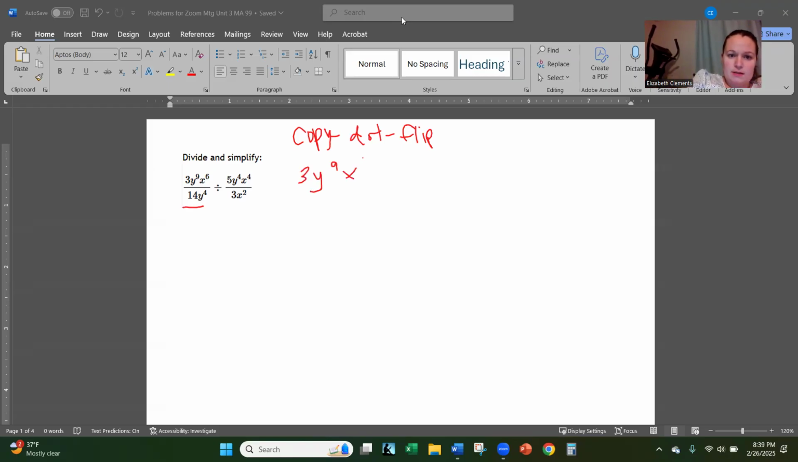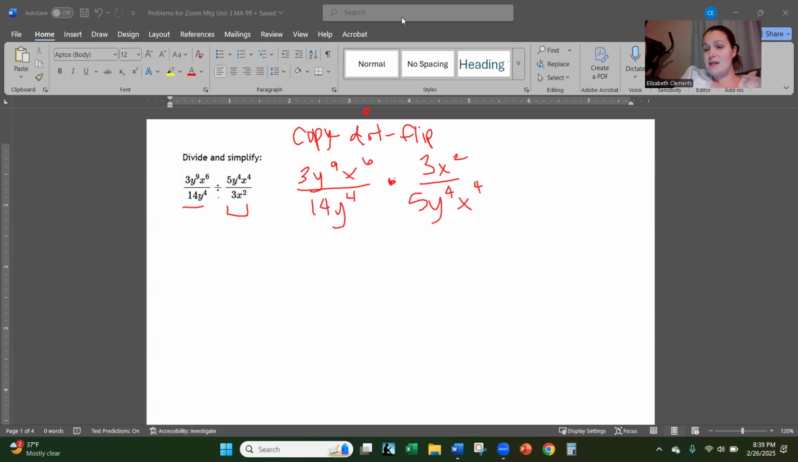3y to the 9th, x to the 6th, all over 14y to the 4th. Dot means multiplication, so change this to multiplication, and we're going to flip this second part. So it's going to become 3x squared over 5y to the 4th, x to the 4th. So now we're going to simplify. Some people try to jump to multiplication, and that does make it more complicated later because your numbers are bigger, everything's bigger. Whereas if you simplify first, it will make simplifying later a lot easier.